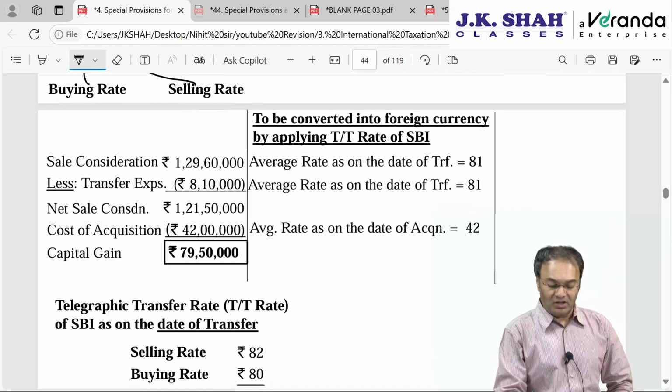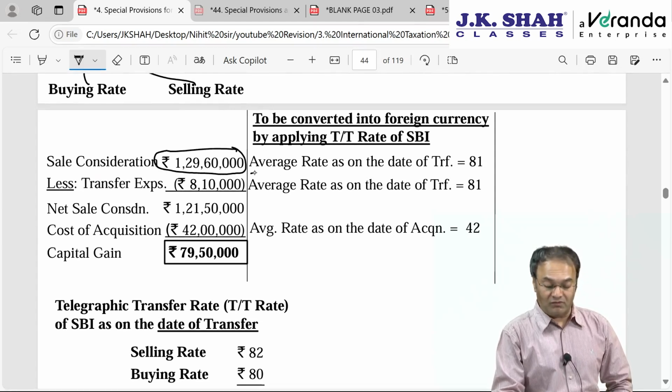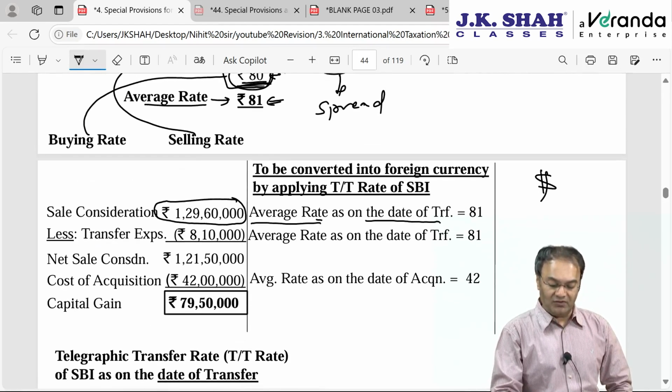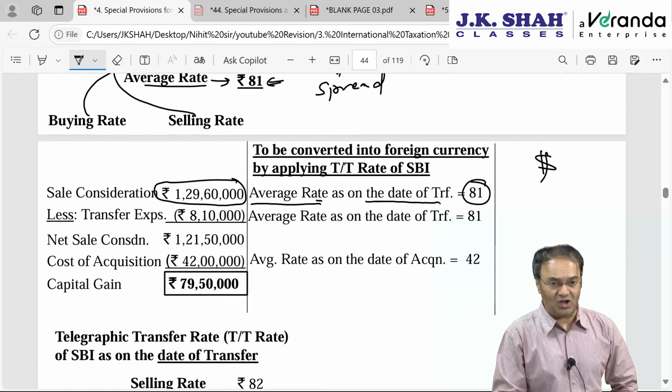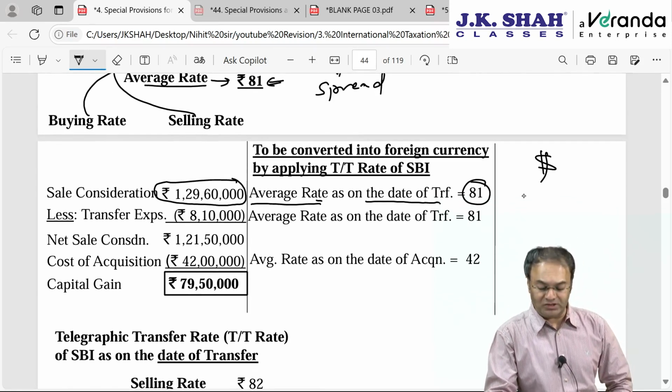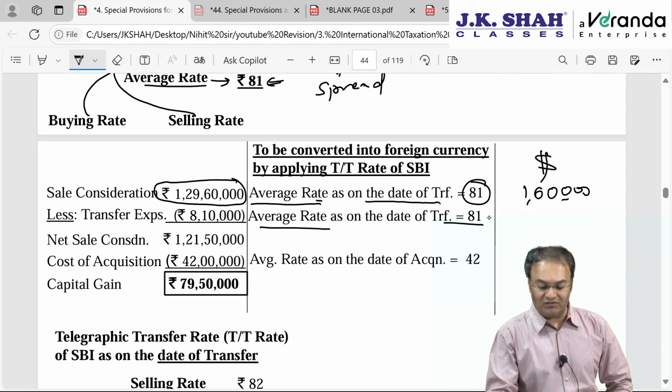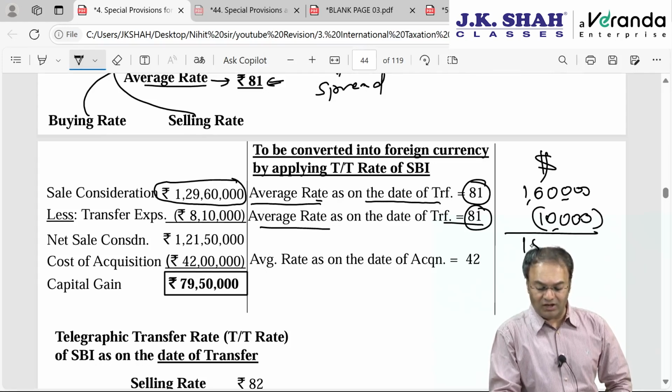Okay, so apply 1 crore 29 lakh 60,000 Indian rupees, sorry, not dollars. Convert it into dollars, applying average rate as on the date of transfer. Average rate as on the date of transfer is 81 rupees. So 1 crore 29 lakh 60,000 Indian rupees divided by 81 will give you $1,60,000. Then transfer expenses 8 lakh 10,000, this also you convert, applying average rate, which is 81 rupees as on the date of transfer, which will amount to $10,000. Balance will be 1,50,000 US dollars. This is automatically derived amount.